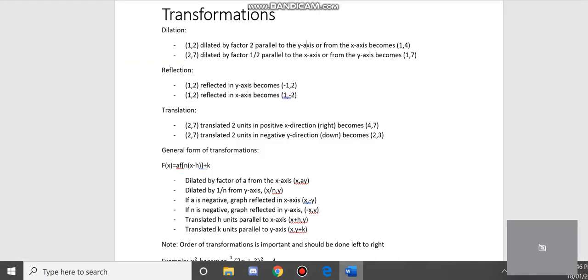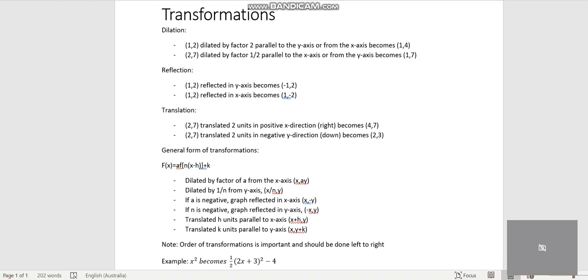In the same way, we reverse the process here: 2, 7 dilated by half parallel to the x-axis. From 2, 7 it becomes 1, 7.